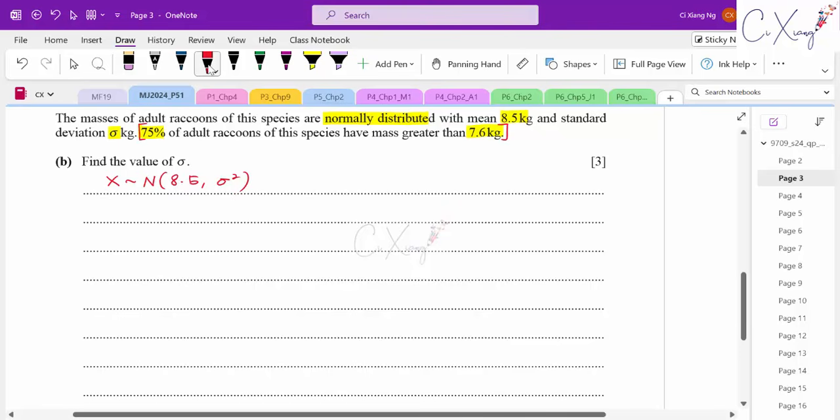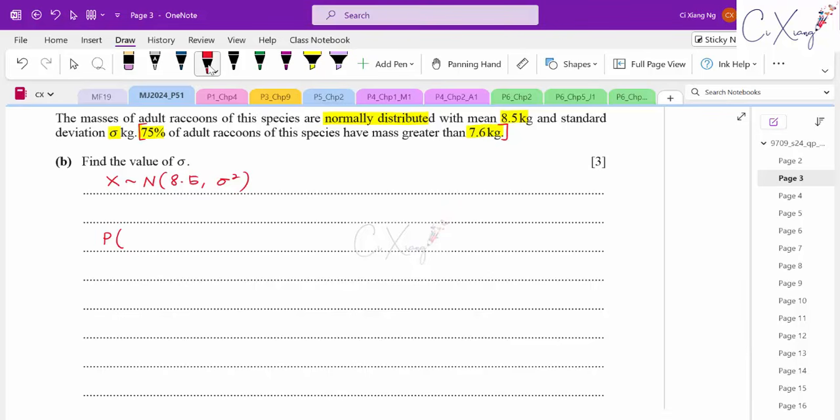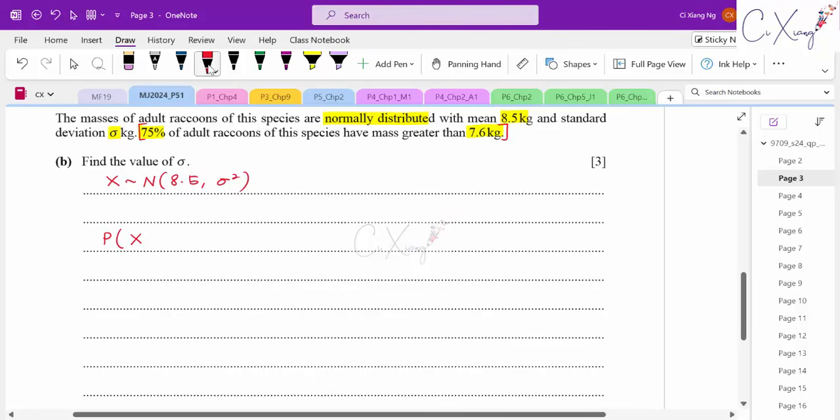75% means the probability that an adult raccoon of this species has mass greater than 7.6. So if you rewrite this sentence into symbols, you will have X greater than 7.6. And what's the probability? It is 75%, so it equals 0.75.